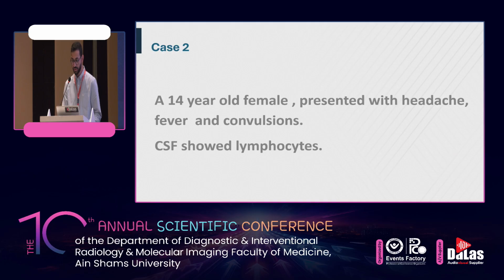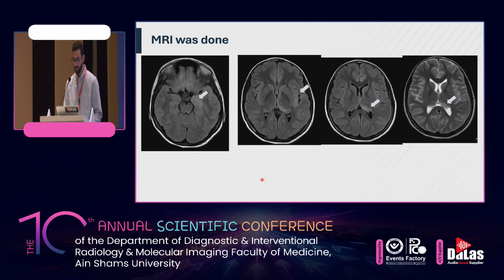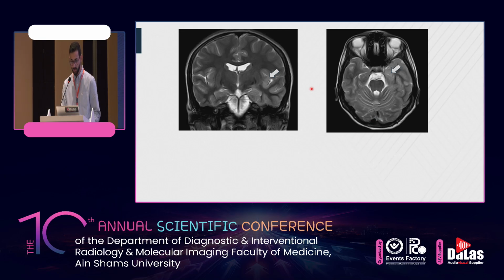Our next case, a 14-year-old female presented with headache, fever, and convulsions. CSF shows lymphocytes suggesting viral cause. In MRI, we have this abnormal high FLAIR signal seen in the left temporal lobe, insular cortex, thalamus. T2 shows cortical swelling in the same sites. Look at this insular cortex and compare to the other side, also the left temporal lobe.